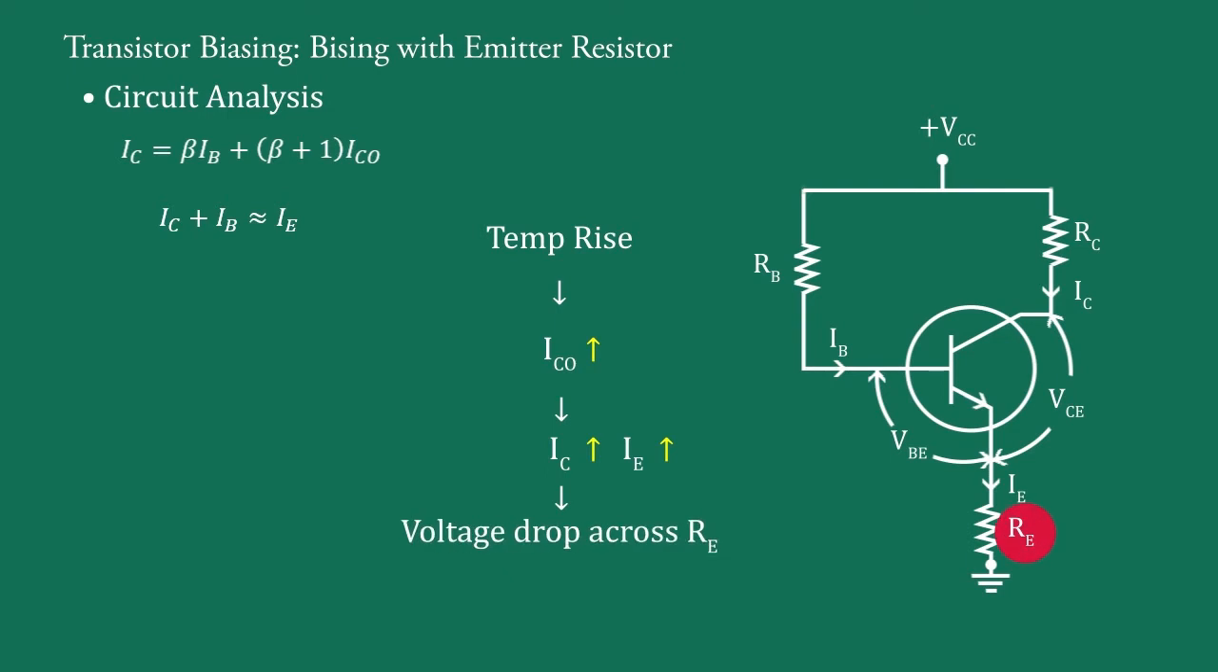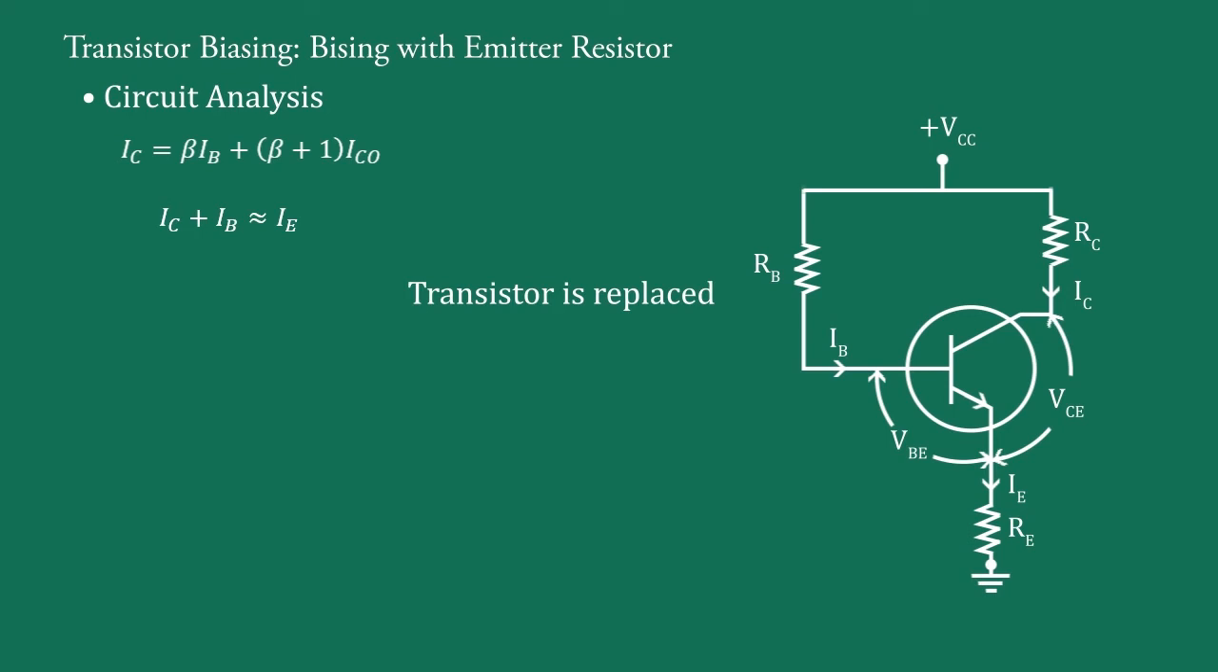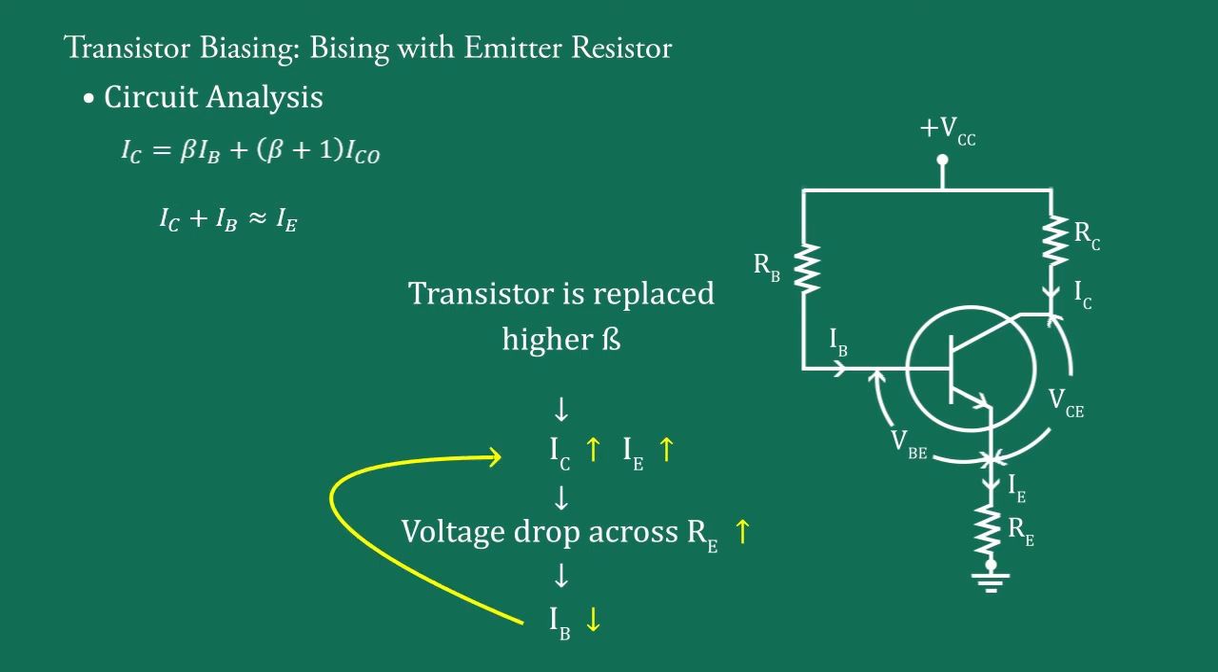Therefore, along with IC, IE also increases. As a result, the voltage drop across resistor Re also increases. This will reduce the base current IB. This in turn will reduce IC to its original value. If the transistor is replaced by another of the same type, let beta of this new transistor be higher. The increase of beta increases both these terms and it will increase IC and hence IE. This will increase the voltage drop across Re and thus decrease IB. This in turn will reduce IC to its original value. Thus, the operating point is stabilized by this circuit.